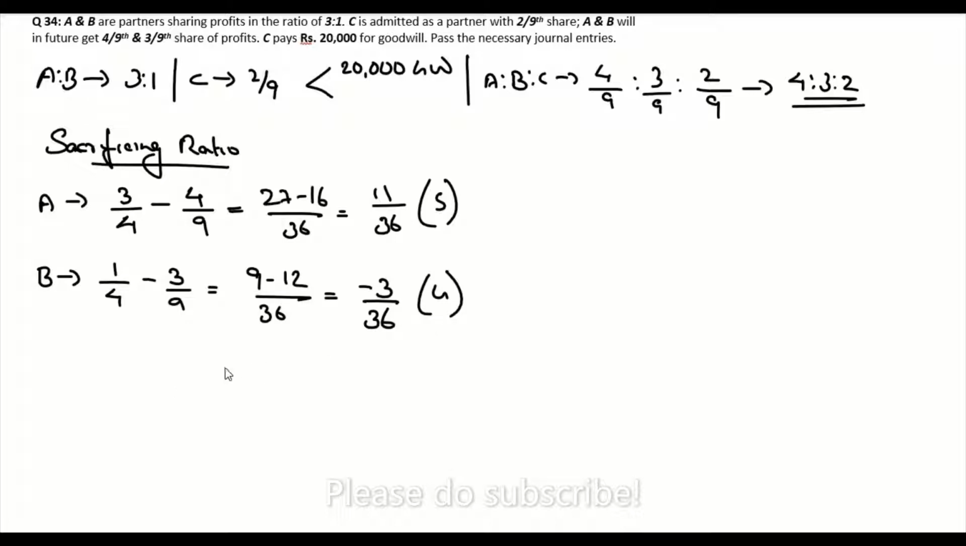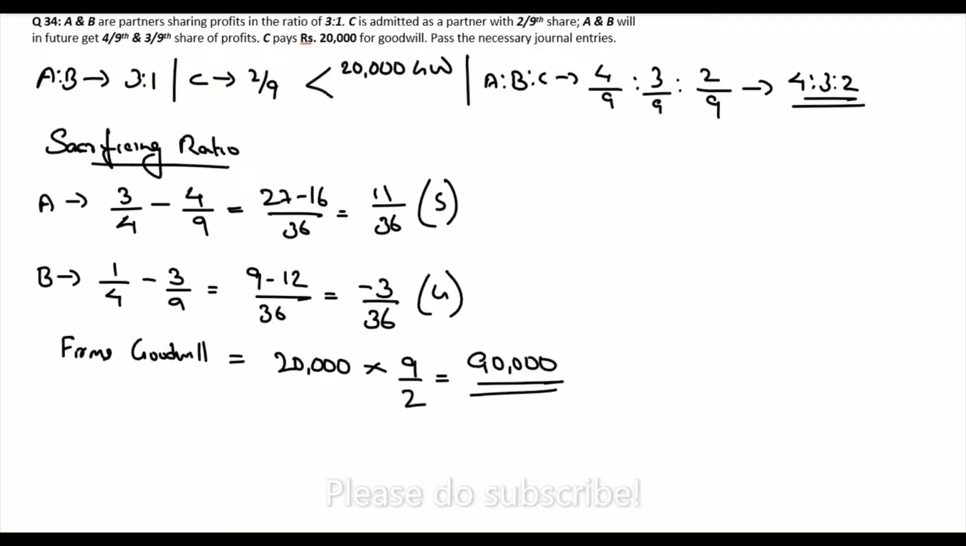So we want to find the firm's goodwill now. Firm's goodwill is equal to the total goodwill that is brought by C for 2/9 share, which is 20,000. So firm's goodwill is 20,000 multiplied by 9/2. That is equal to 90,000.